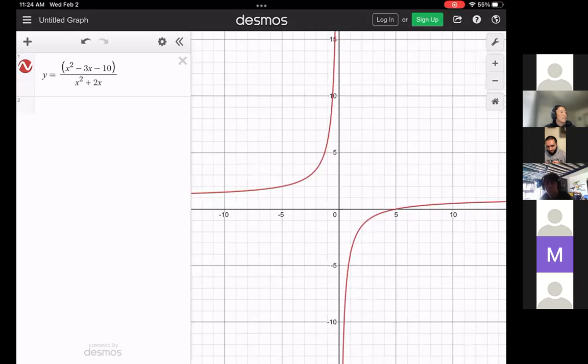And my claim is that this function has two discontinuities. Two places where you cannot just connect it with a pen or pencil. Can anyone give me an x value where you think this function is discontinuous? All right, we've got one in for x equals 0. Great. All right. And so at x equals 0, we have a vertical asymptote. Okay.